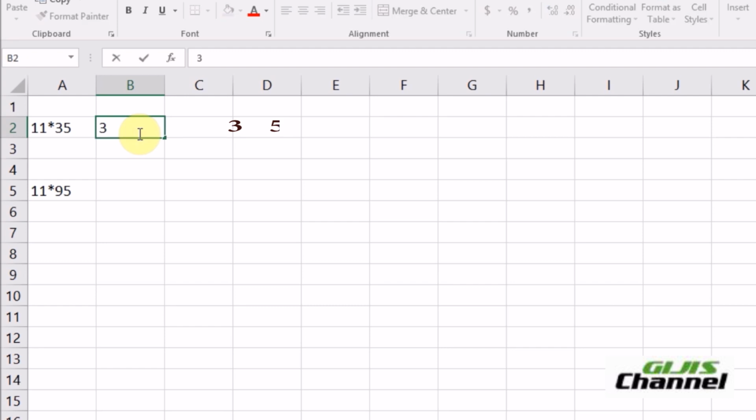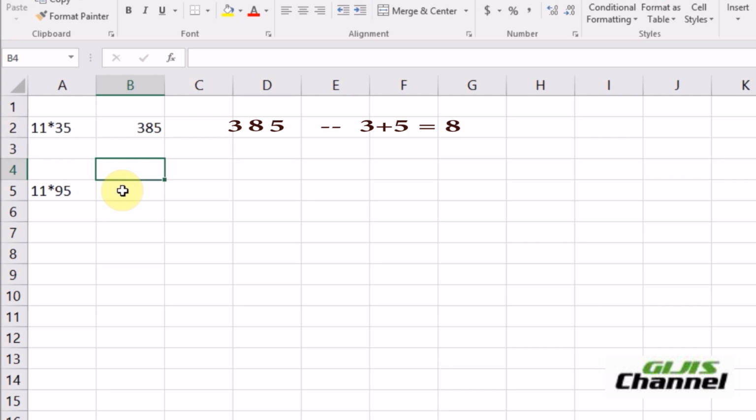So I'm going to write 3 and leave a space in between. Since this is in Excel, I can't leave a space, so I'm just putting an underscore and I will remove the underscore later. So write down 35 like that. Then we need to add those numbers. 3 plus 5, 8. So the answer is 385.